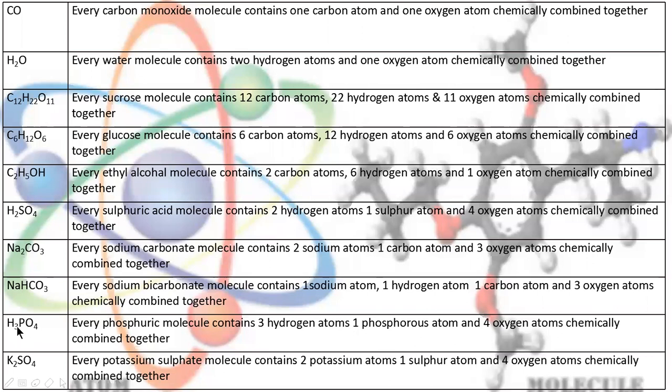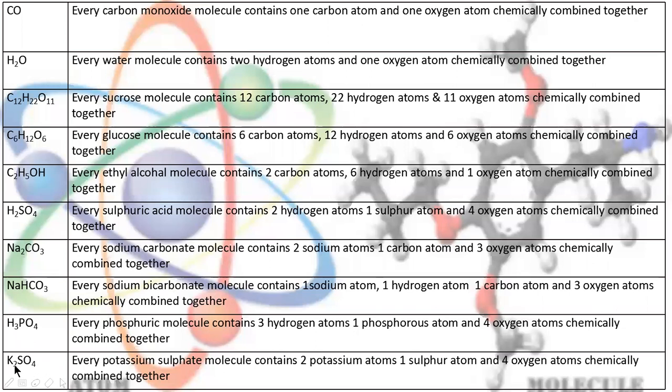Next is H3PO4. H means hydrogen 3, P means phosphorus 1, O for oxygen 4. It is the phosphoric acid molecule. It contains 3 hydrogen atoms, 1 phosphorus atom, and 4 oxygen atoms chemically combined together.